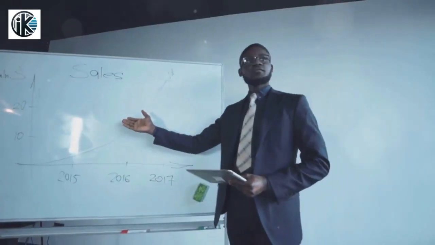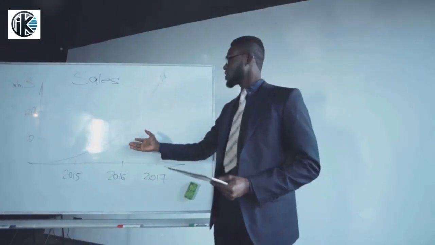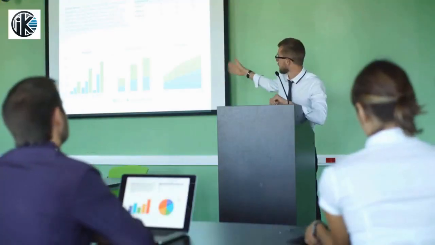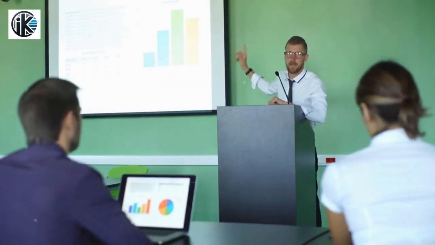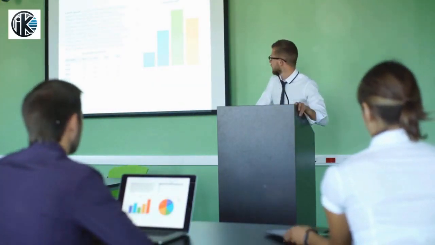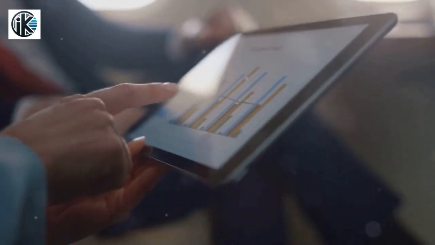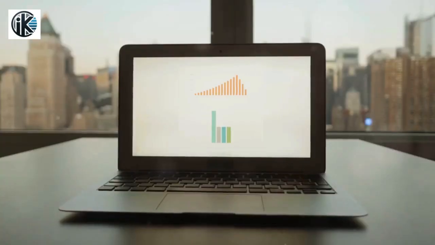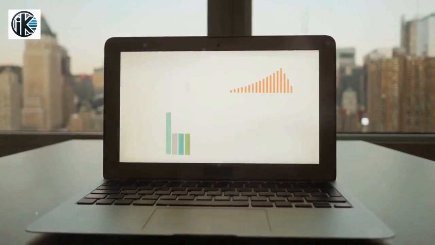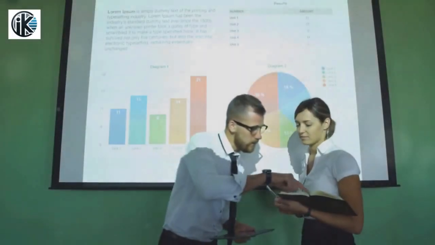Pivot tables offer various functions such as sum, count, and average. For example, a pivot table can show total sales by region, product, or salesperson. Pivot tables also allow you to filter and sort data dynamically. This interactivity enhances your ability to explore data from different angles.